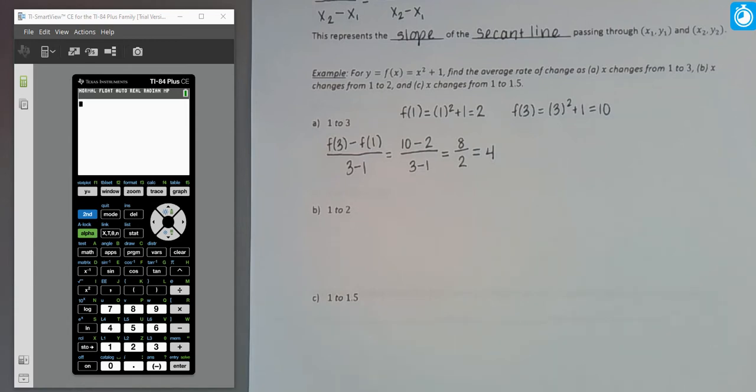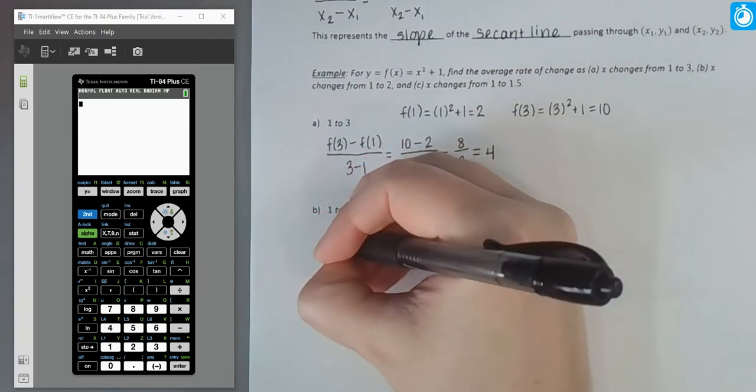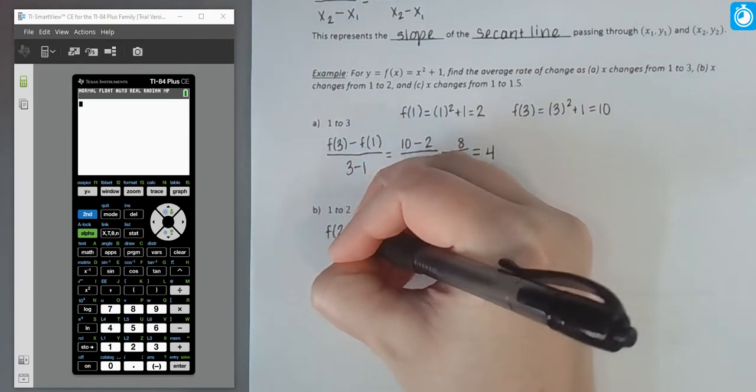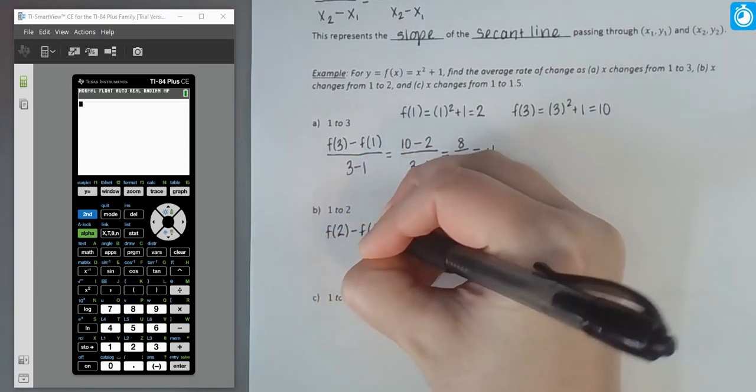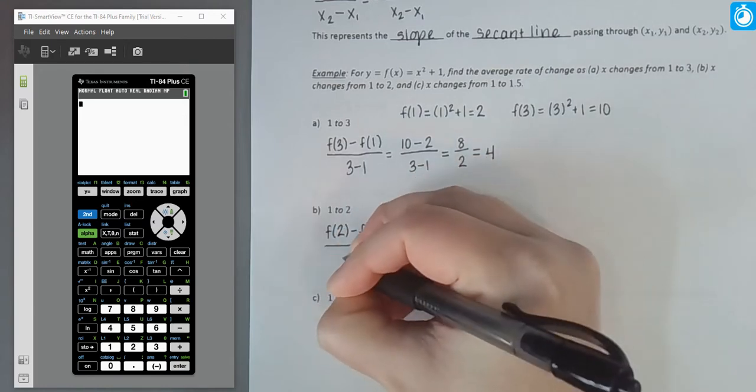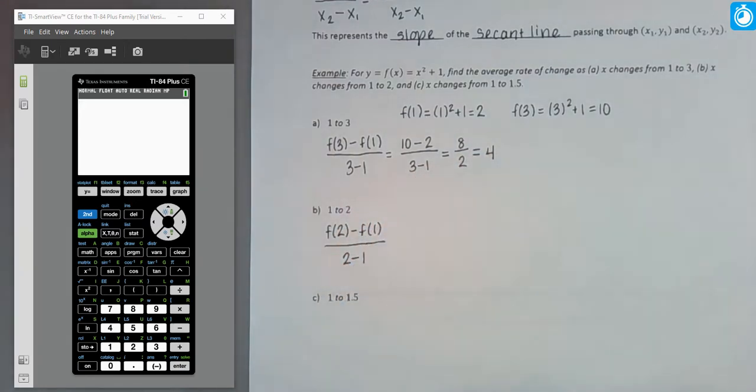Okay, so what if we're traveling from 1 to 2? In other words, we're traveling a shorter distance along this curve. So the average change here is going to be defined as f of 2 minus f of 1 divided by 2 minus 1.